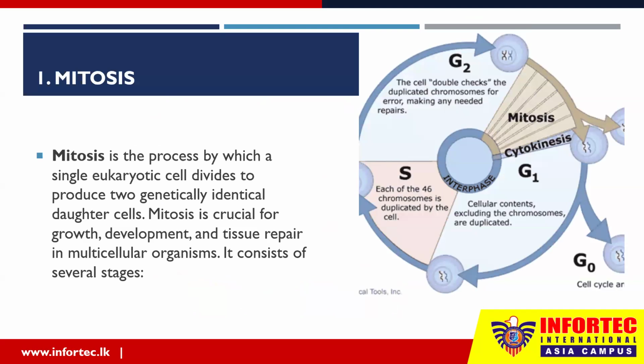Okay. Mitosis is a process in which a single eukaryotic cell divides and produces two genetically identical daughter cells. It happens basically in eukaryotes because there should be a nucleus. That's why. So mitosis is crucial for cell growth, cell development, as well as tissue repairing mechanisms. There are several stages of mitosis.